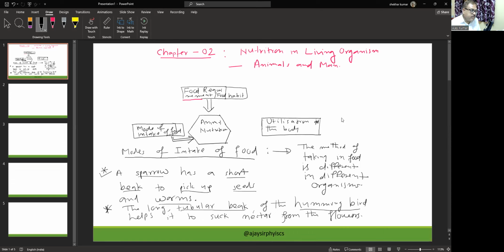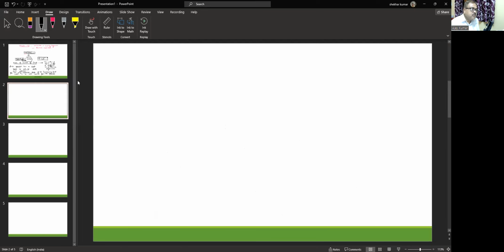Similarly, when you have taken care of the sparrow and then hummingbirds: the sparrow has a short beak, hummingbirds have a long tubular beak, and hummingbirds suck the nectar from the flowers. You take another star point to discuss the modes of intake of foods.